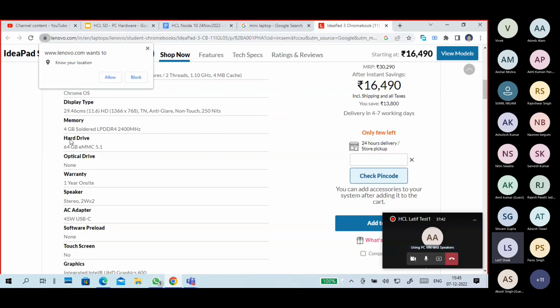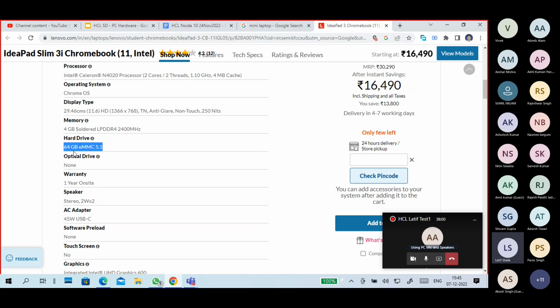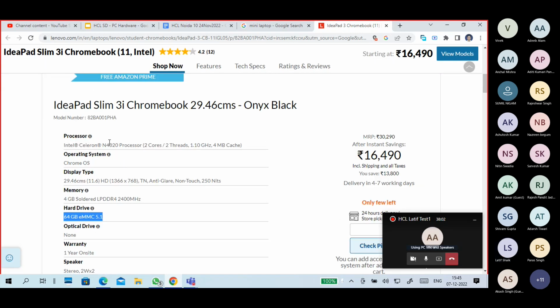Some do not have. This is 4 GB RAM, good. But can you see what it is showing? 64 GB eMMC 5.1. Okay, 64 GB only internal storage. So it means you have an operating system, and if you have anything extra, store it externally. This is the processor, a low level processor, 2-core, 2-thread processor. It is a 1.1 gigahertz processor.